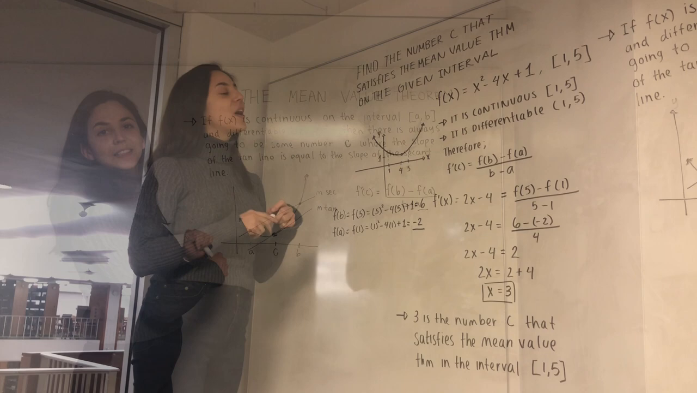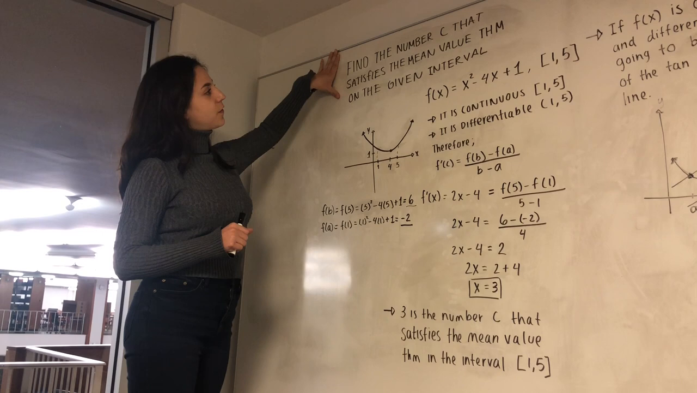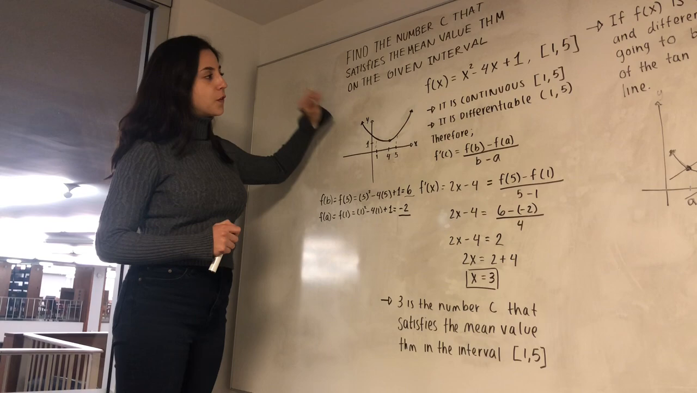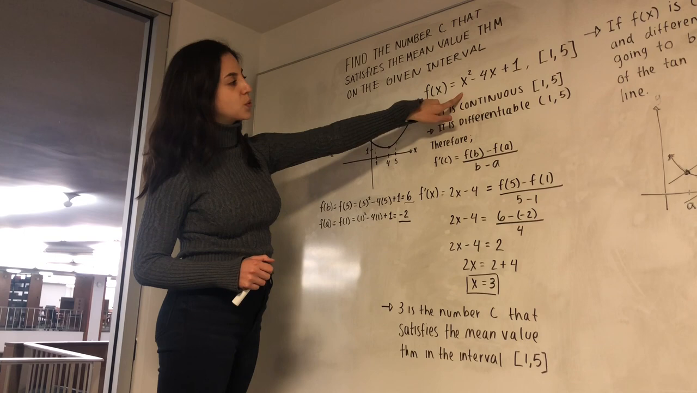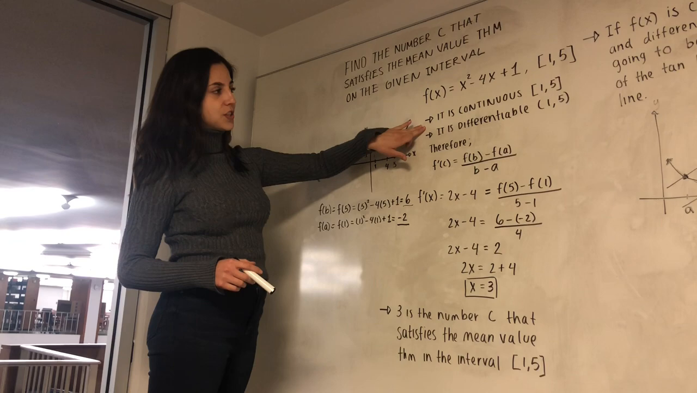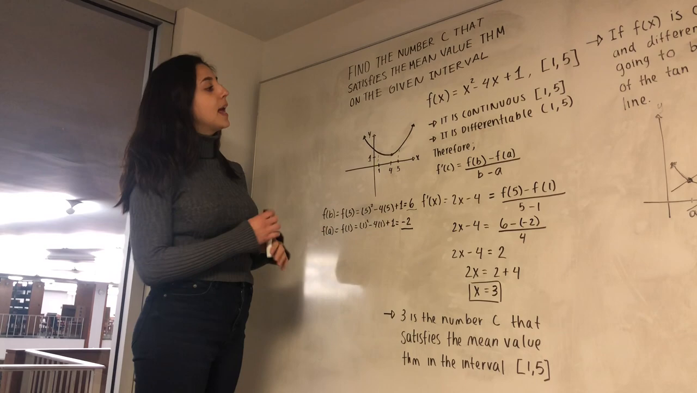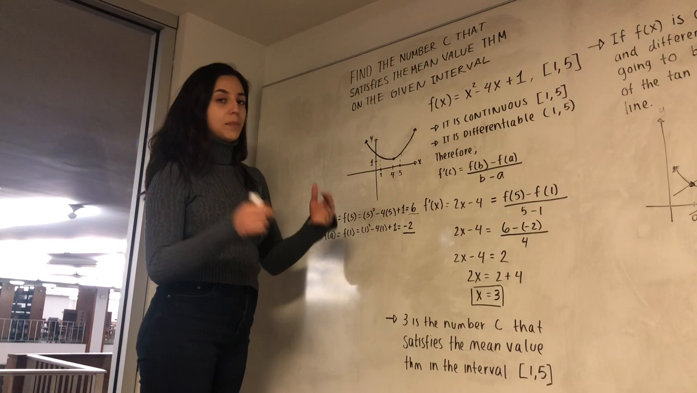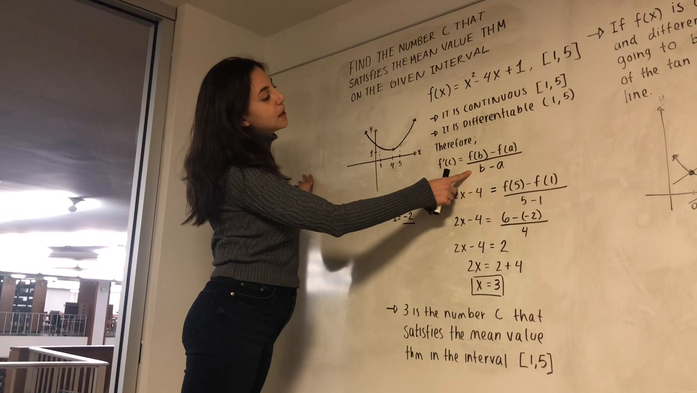Okay, so now we're going to do some examples. We are going to find the number c that satisfies the mean value theorem on the given interval. First, given this function, which is a quadratic function, f of x equals x squared minus 4x plus 1, and the given interval is 1 comma 5. First we have to make sure that the function is continuous on that interval, which we know it is, because it's a quadratic function, and therefore it's also differentiable on the same interval. So now we know we can apply the mean value theorem, which is f prime of c is going to equal f of b minus f of a over b minus a.